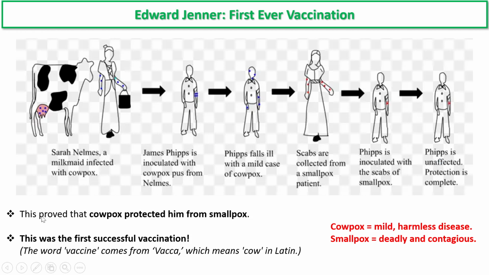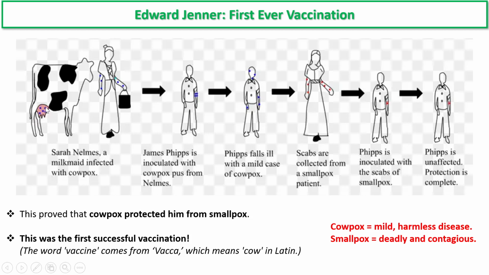From here he came to know that cowpox protected him from smallpox. Cowpox acted as a vaccine for smallpox, so he was not getting infected. This was the first successful vaccination. The term vaccine comes from the Latin word vacca, which means cow. So it started from the cow.